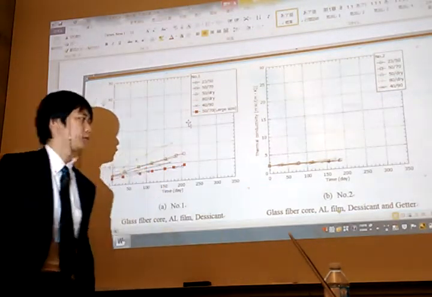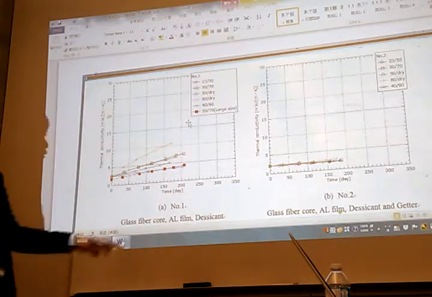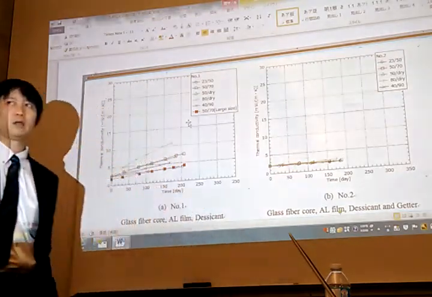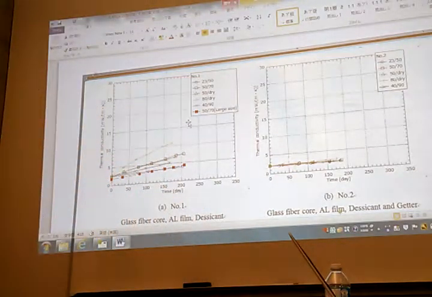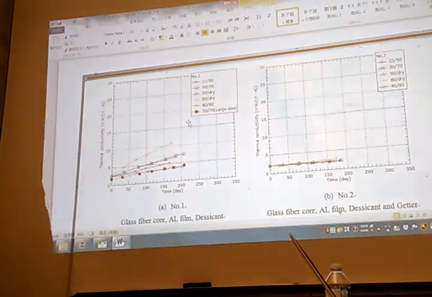This is desiccant and getter data. So only a slight increase in thermal conductivity. The first one is desiccant only. Okay. The second one is desiccant and getter. So with desiccant and getter, the aging is very slow, isn't it?